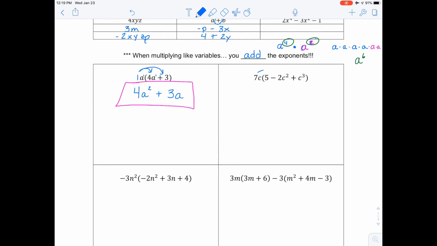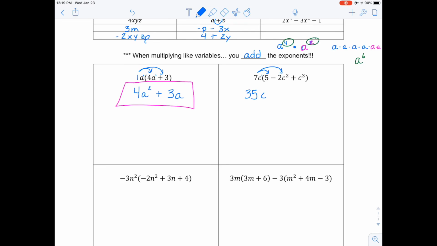So again, we're going to multiply 7c times 5. 7 times 5 is 35, and I'm distributing that c with it, so the c comes along. Remember that c is an exponent of 1, but I'm not multiplying it by another c when I'm multiplying those two terms. So now, I'm going to distribute 7c times negative 2c squared.